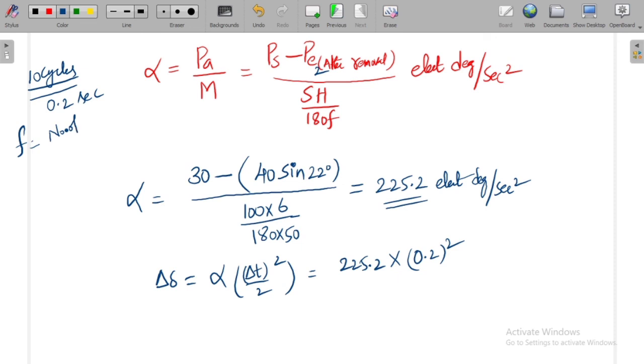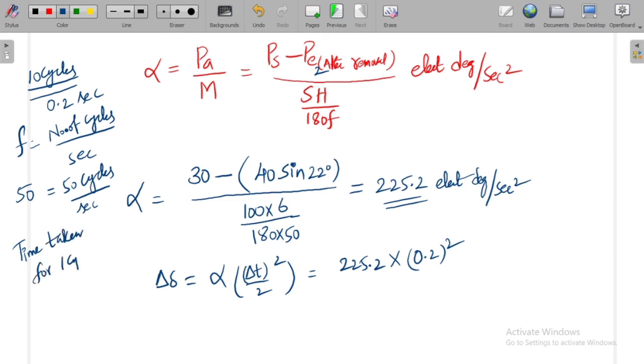Frequency f is nothing but the number of cycles per second. If frequency is 50 hertz, it indicates that there are 50 cycles per second. For 1 second we have 50 cycles. If I want to know the time taken for one cycle, I can divide by 50. Time taken for one cycle is given by 1 by 50 seconds. If I want to know the time taken for 10 cycles, it is 10 by 50. So 10 by 50 comes out to be 0.2 seconds. That's why it is 0.2 whole square by 2, right?